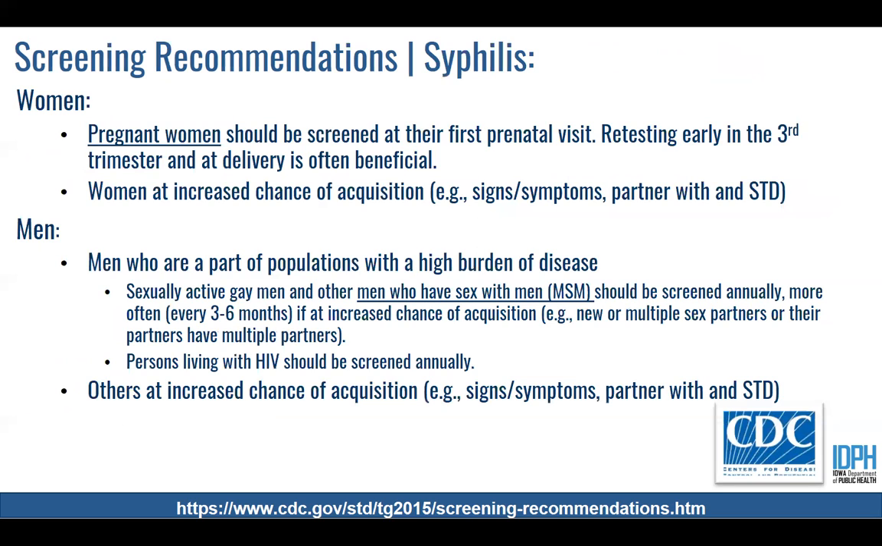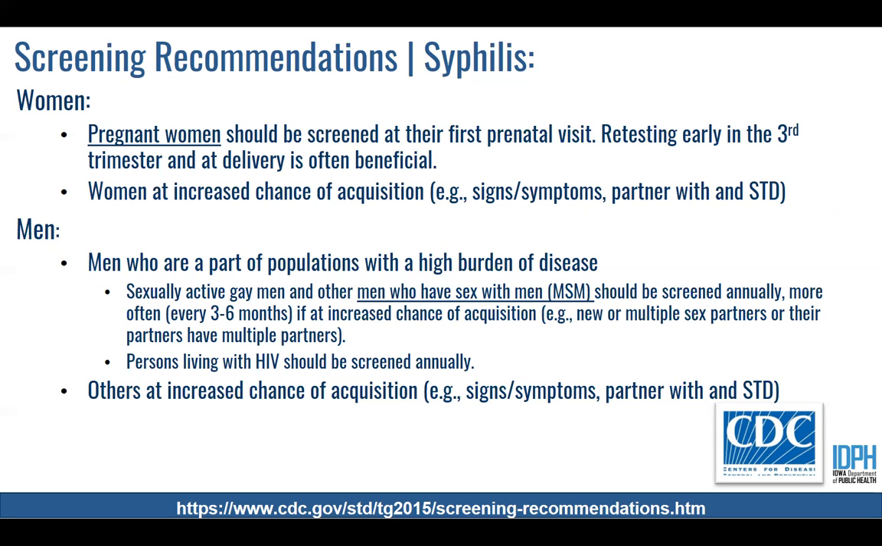For syphilis, the screening recommendations are a little bit different. Pregnant women should be screened at their first prenatal visit, and retesting early in the third trimester and at delivery is often beneficial to ensure somebody's status related to a syphilis infection. And also women at increased risk of acquisition, so signs or symptoms, partners with a history of syphilis, women who have male partners who have sex with other men would also fall into this category. And men should be screened if they're part of populations with a high burden of the disease.